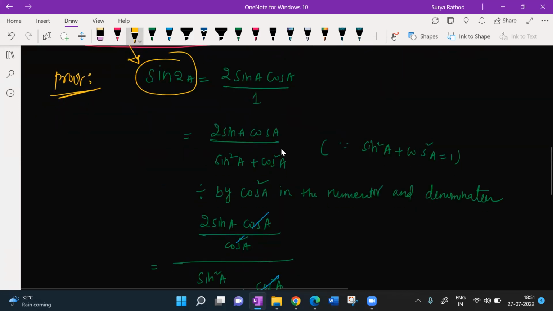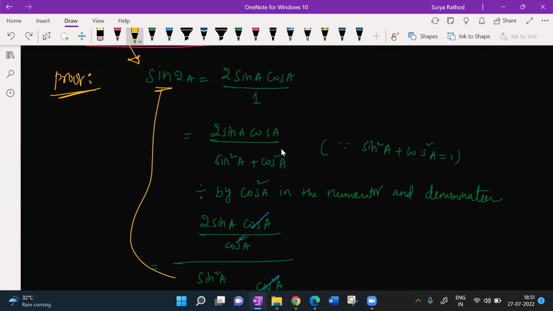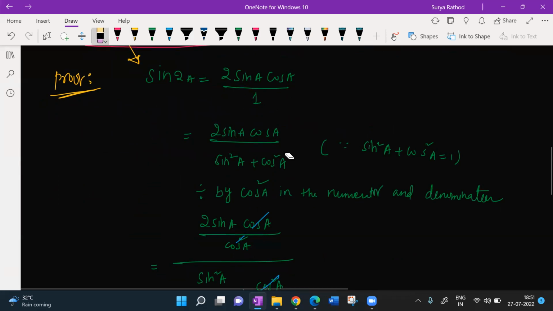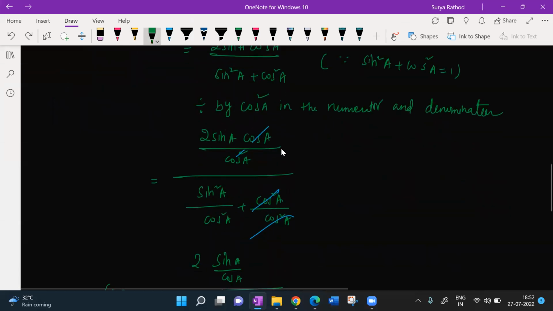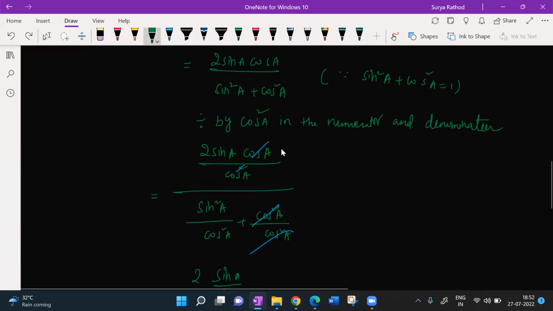How can you bring this in terms of tan? Somewhere it is in the denominator. Don't worry. Now 2 sin A is what? 2 sin A cos A, I know the formula. That can be written as over 1. That 1 can be replaced with sin square A plus cos square A. So in order to get it in terms of tan, I just divided by cos square A in the numerator and denominator. Any concern? Any problem?